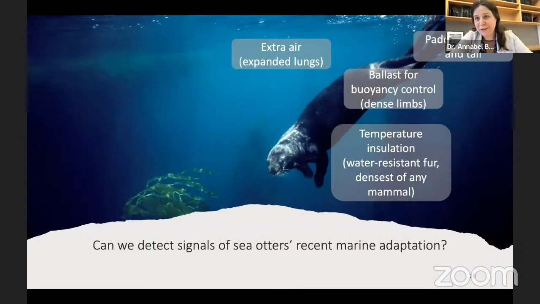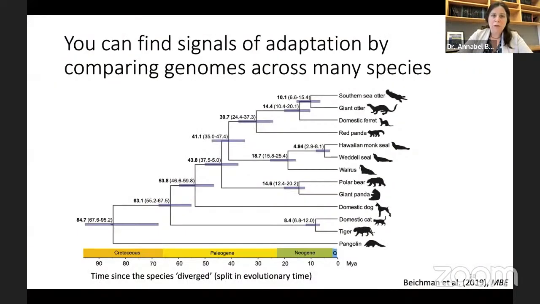So what were we actually looking for now that we have this amazing genome to work with? Well, I was really interested if we could detect any genomic signals of these incredible sea otter adaptations that let them survive and thrive in the marine realm. So we did this by comparing those genes we found in the sea otter genome to a bunch of other species who they're related to.